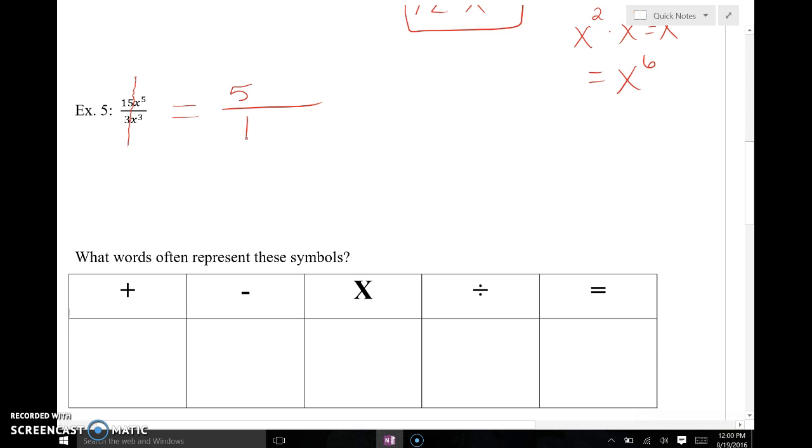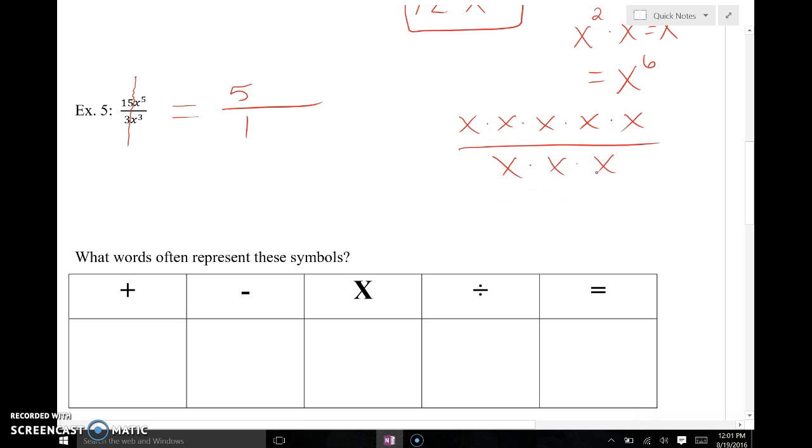And then you've got x to the 5th over x to the 3rd. And that is going to be a little bit different situation because we are going to have to deal with division of like bases. So what we're looking at is x to the 5th, which is 5 x's on the top, and x to the 3rd, which is 3 x's on the bottom.